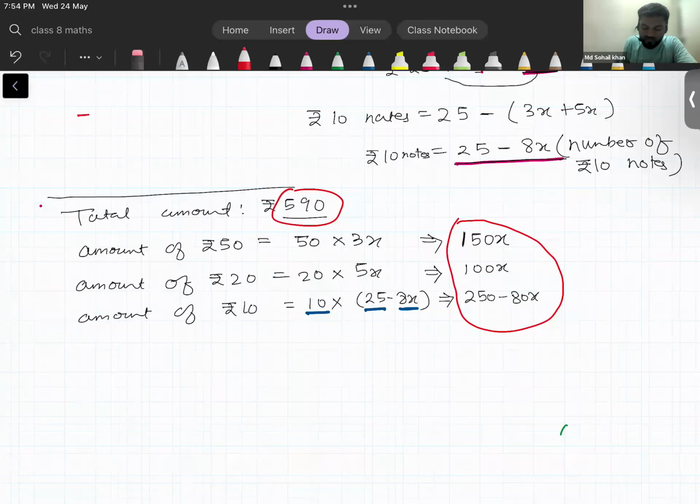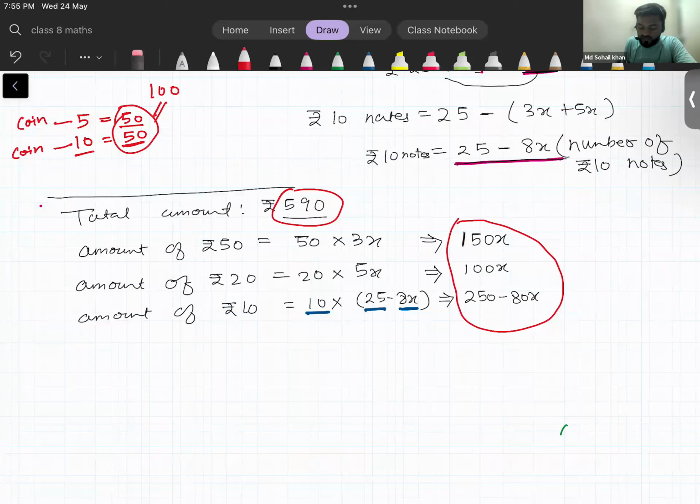Look, if I give you 5 rupees coin, I give you 10 rupee coins. And in total, let's say I give you 100 rupees. And we find out the total amount of 5 rupee coins to be 50. And you find out the total amount of 10 rupee coins to be 50. So if you add these two values, do you not get 100? I'm not talking about number. I'm talking about the amount. You will get 100.